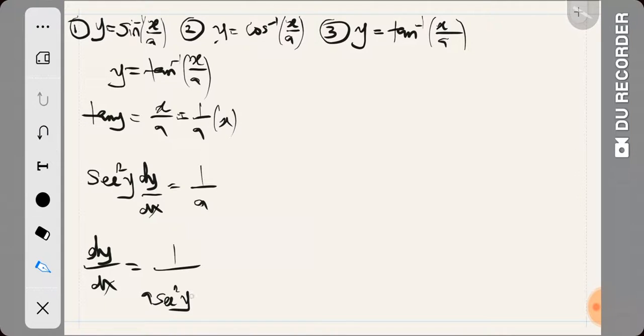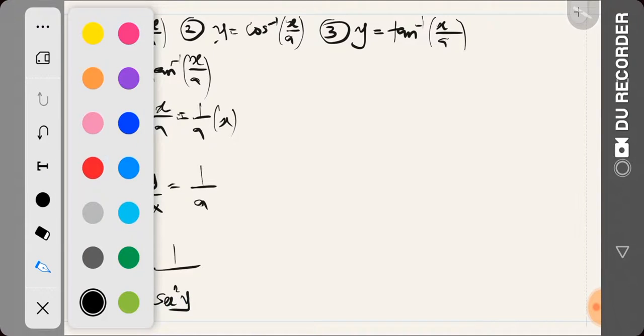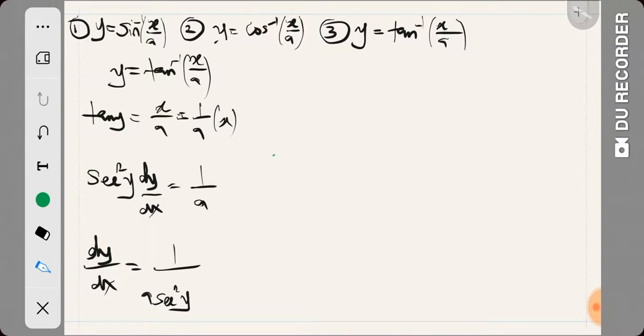Alright, so from this equation, we need to figure out sec squared of y. So let's draw a right angle triangle here. So here is y. Then of course, since this is tangent y, this is opposite over adjacent. So we have opposite, which is x, over adjacent, which is a. That means this side over here can be calculated using Pythagoras theorem, and it is the square root of a² plus x².